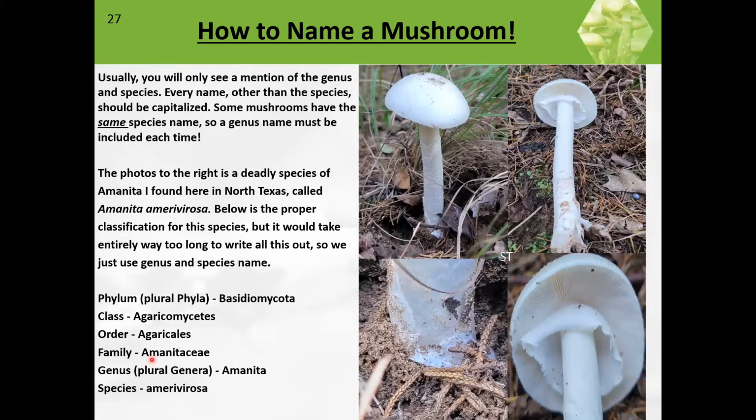So if you notice right here, it's from the phylum Basidiomycota, the class Agaricomycetes. Agaricales is the order. Amanitaceae is the family. Amanita is the genus, and ameriverosa is the species. So this is way too long to write all out. That's why we just go with Amanita ameriverosa, and that's the accepted terminology.